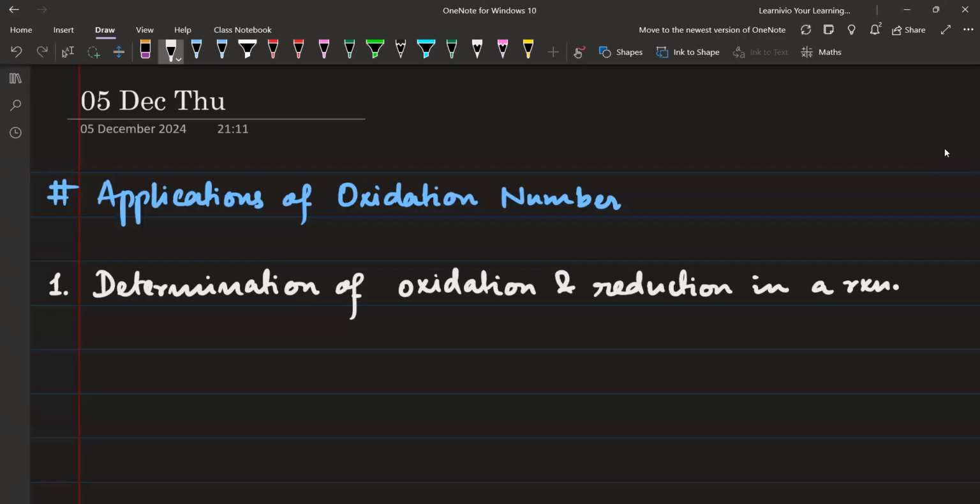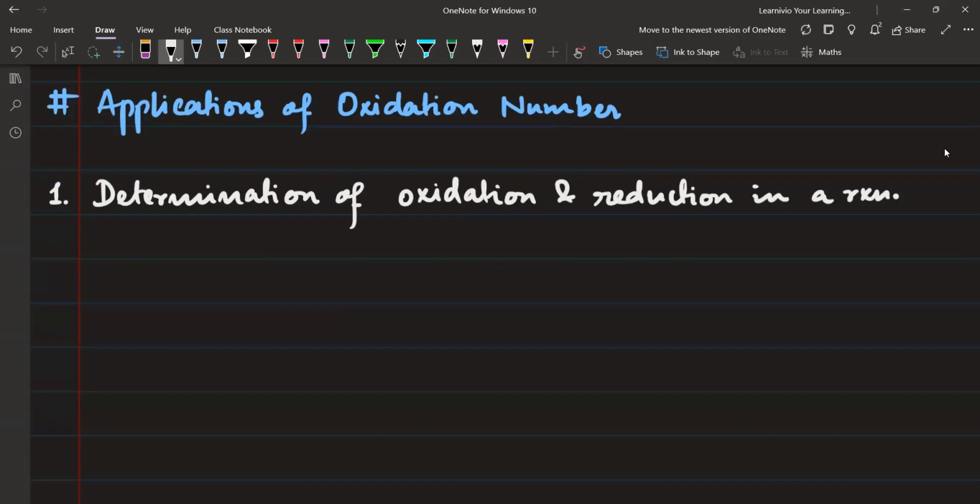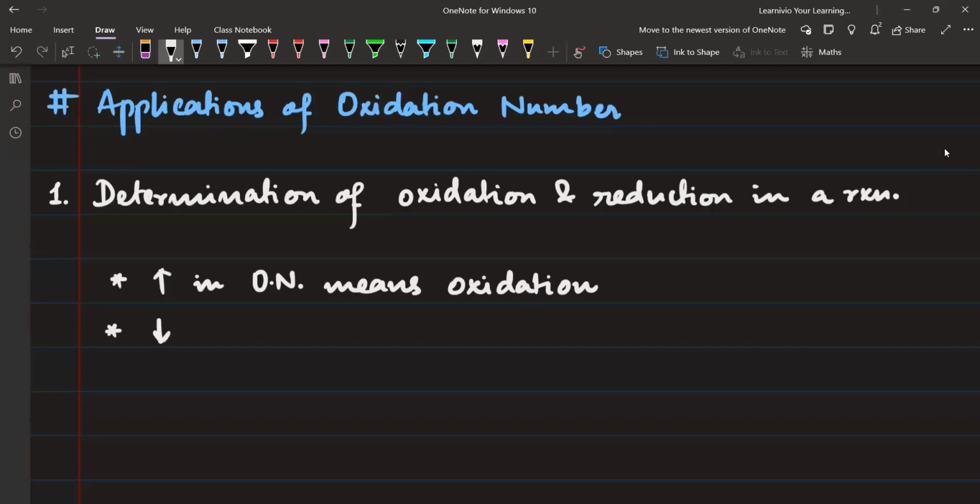So how can we determine oxidation and reduction? If a chemical species undergoes an increase in oxidation number, it means that particular species has undergone oxidation. And if there is a decrease in oxidation number for a particular chemical species, it means it has undergone reduction.